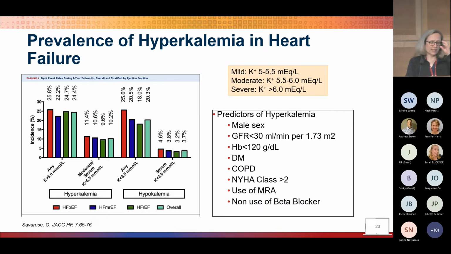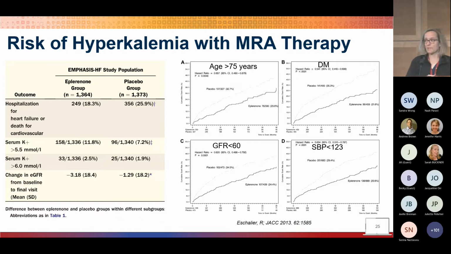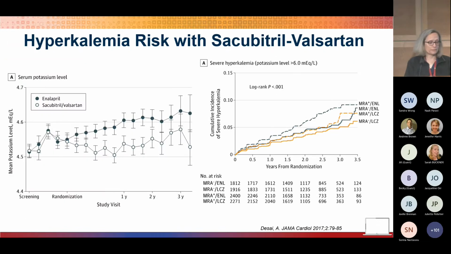We've all seen this. This is a big limitation to using RAS inhibitor therapy, and it's not uncommon. 15 to 20% of our patients have it. And you know that if you have hyperkalemia, you're not going to do very well. There's this U-shaped mortality. So if your potassium is less than 3.5 or over 5.5, your risks of death are much, much greater. And the drugs we use cause hyperkalemia. So this is a big problem for getting our patients with HFrEF on things like spironolactone, because the drug causes hyperkalemia and is a frequent reason for discontinuation.